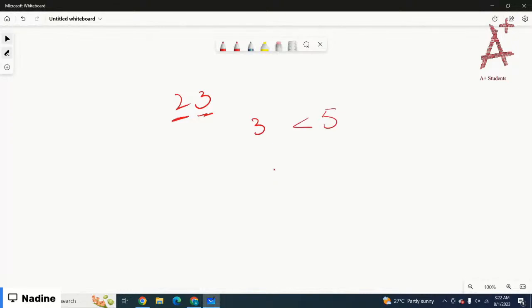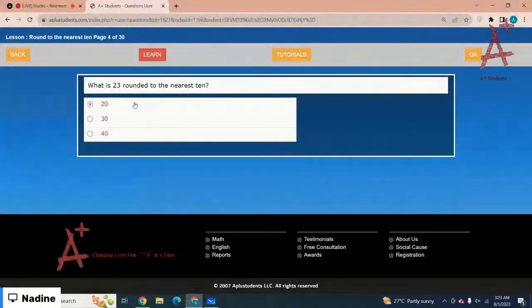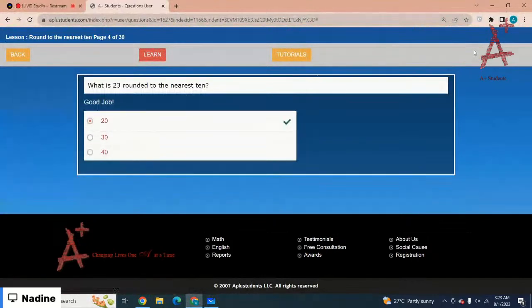That means you have to round on the same 10. So it would be rounded off to 20. Just replace the ones digit with 0. So it would be rounded off to 20. So the correct option is 20. Right?